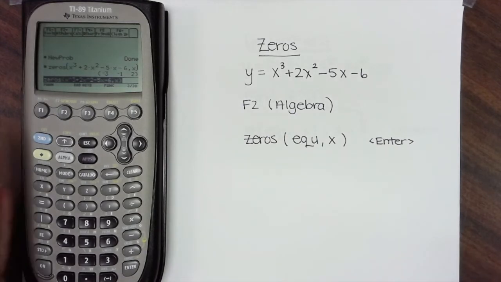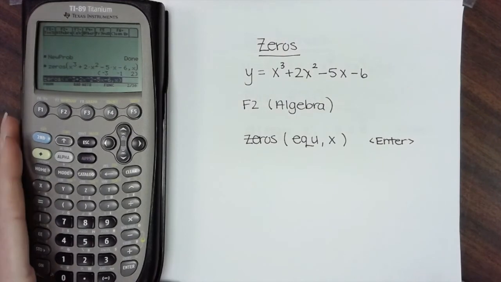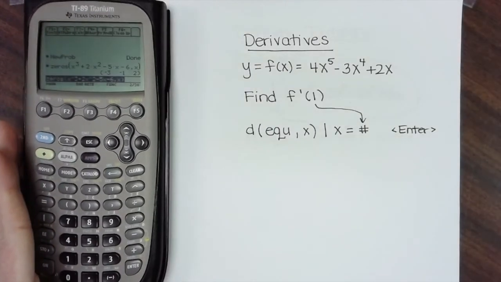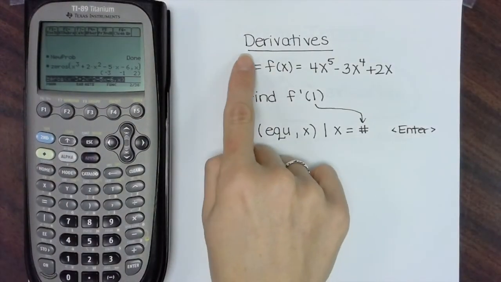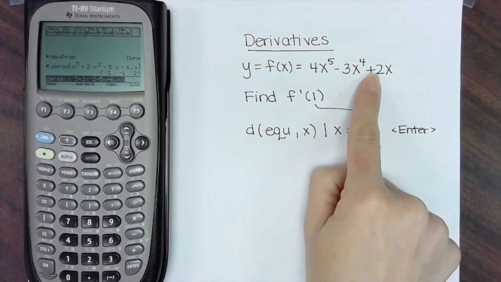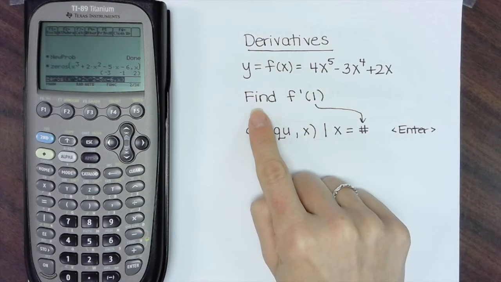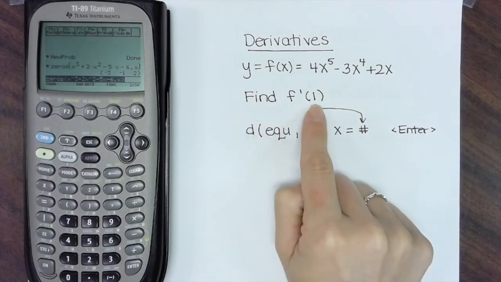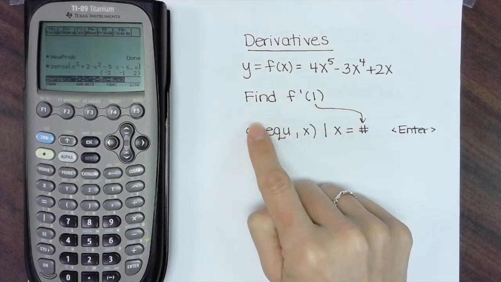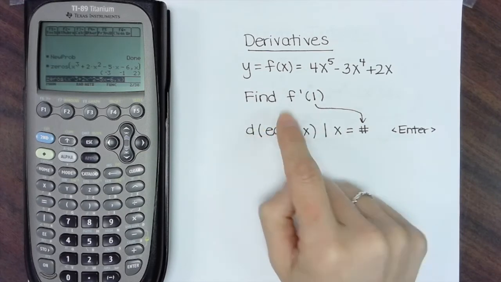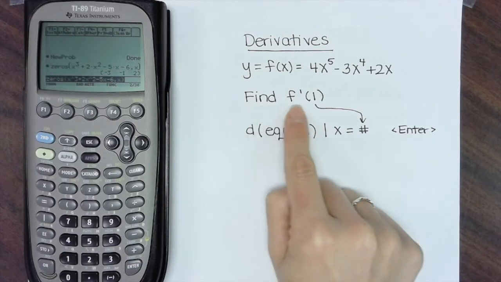The third function you'll need to know how to do on your calculator is how to take the derivative and plug in a number. So for derivatives, I'm going to work with this function. What they'll ask you to do on the AP exam is things where you'll have to find the derivative, plug in a number. It may be written as find f prime of the number. It may say find the slope of the function at a particular number. But a basic example is finding f prime of 1.